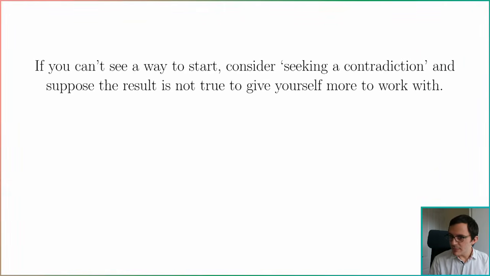If you can't see a way to start from the hypotheses, consider seeking a contradiction, so working backwards, looking at the conclusion and wondering what would happen if this were false. We saw a proof of the triangle inequality where we started by flipping the inequality and then we saw what would be the consequences of that. This might give you more things to work with. The conclusions sometimes have more going on, more texture to them.